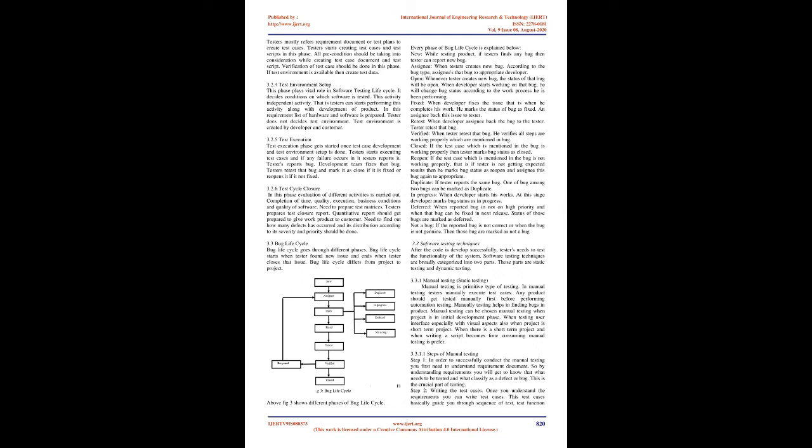Duplicate. If the tester reports the same bug, one of the bugs among the two can be marked as duplicate. In progress. When the developer starts his work, at this stage the developer marks the bug status as in progress. Deferred. When a reported bug is not high priority and can be fixed in the next release, the status of those bugs is marked as deferred. Not a bug. If the reported bug is not correct or is not genuine, then those bugs are marked as not a bug.